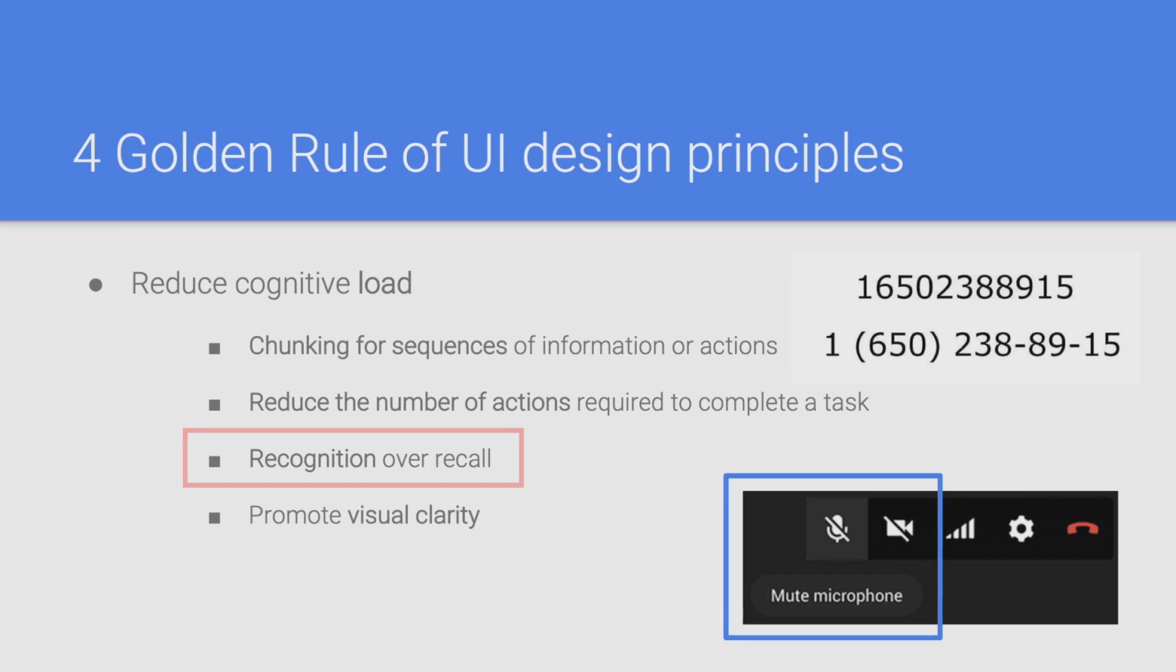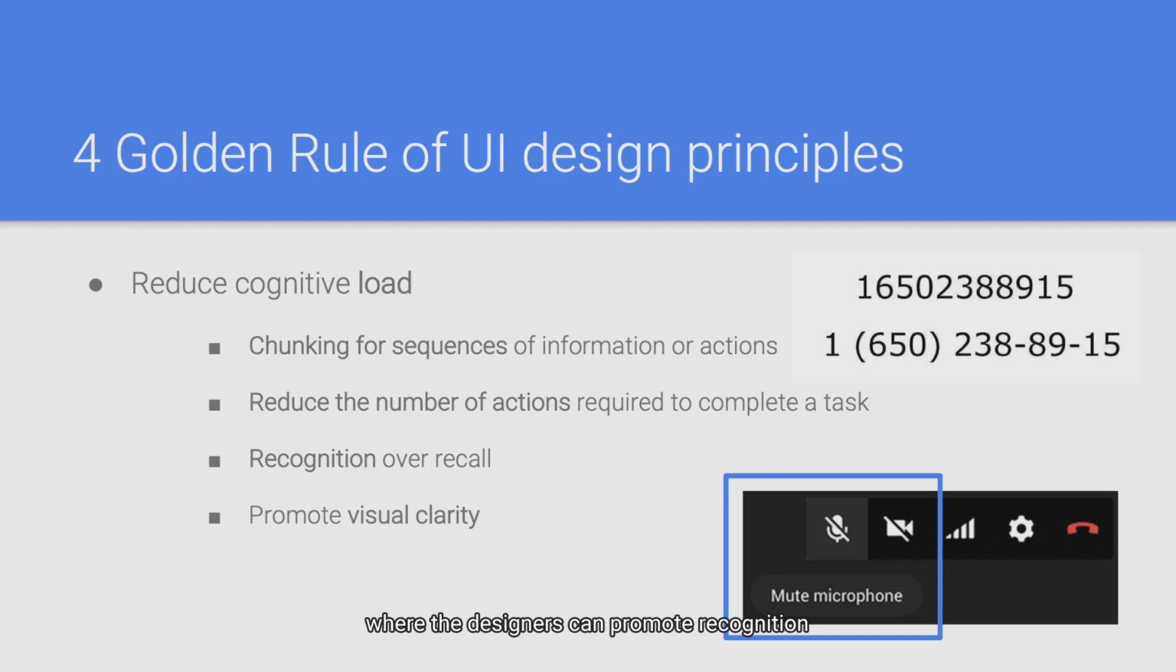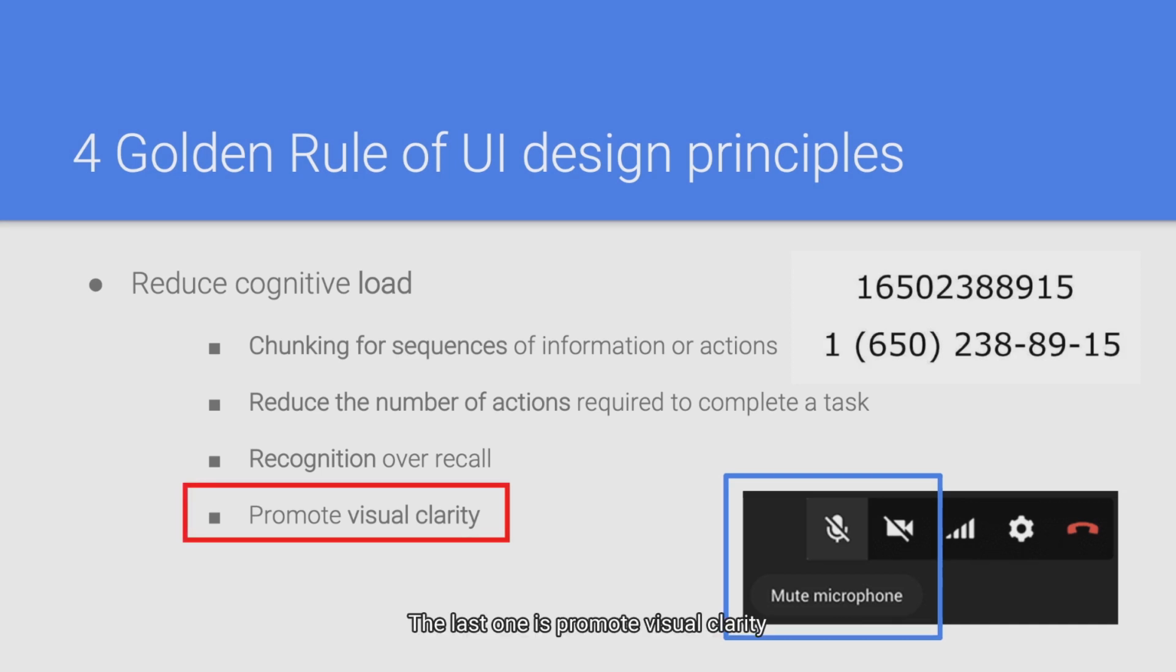Recognition over recall, where the designer can promote recognition in the user interface by making information and functionality visible and easily accessible. Visual aids such as tooltips and context-sensitive details also help with user support in recognizing information. The last one is promote the visual clarity.